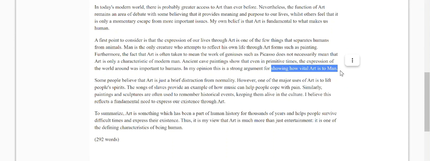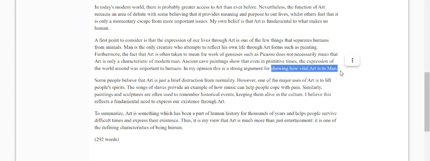Some people believe that art is just a brief distraction from normality. However, one of the major uses of art is to lift people's spirits. The songs of the slaves provide an example of how music can help people cope with pain. Similarly, paintings and sculptures are often used to remember historical events, keeping them alive in the culture.